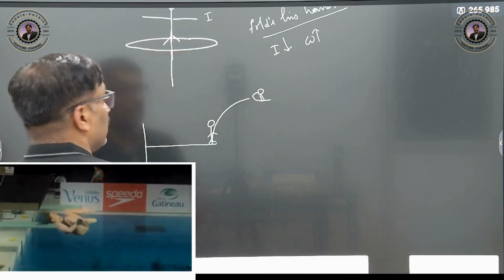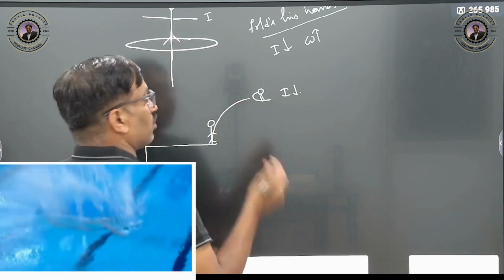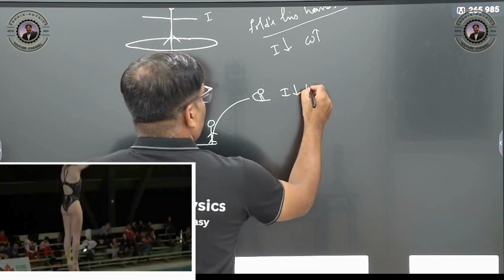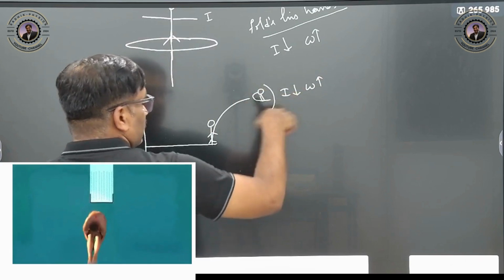When he folds his hands and legs, his moment of inertia decreases because all the particles come closer. So moment of inertia is decreased, and angular velocity will increase. Therefore, he will do more rotations in the air.